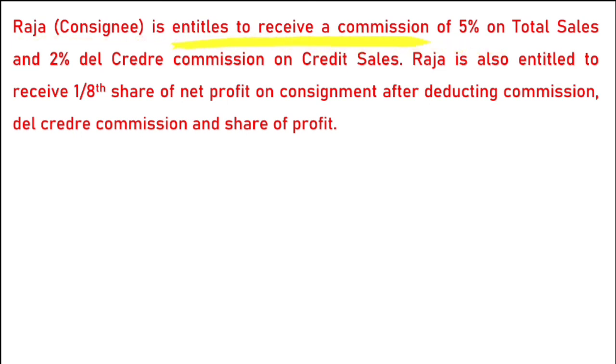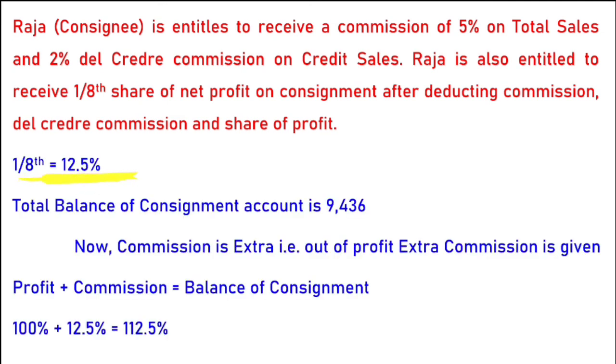Raja is entitled to receive commission of 5% on total sales, 2% calculated commission. Raja is also entitled to receive 1/8 share of net profit on consignment after deducting commission, calculated commission and share of profit. Now look at here. 1/8 is 12.5%. Now total balance of consignment account is 9,436.